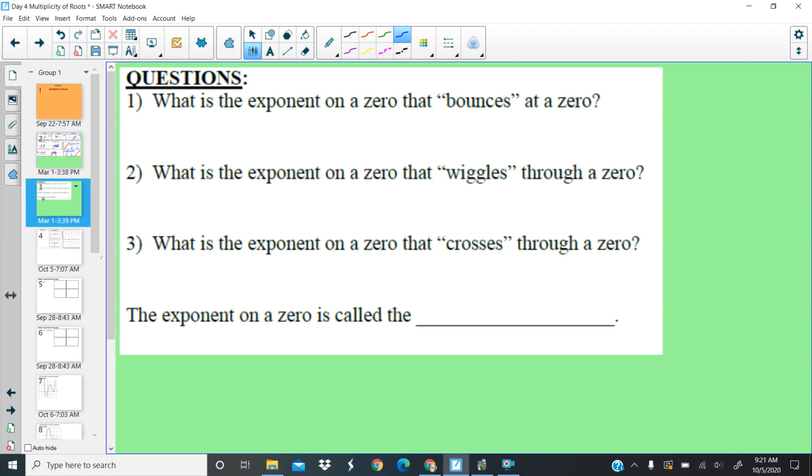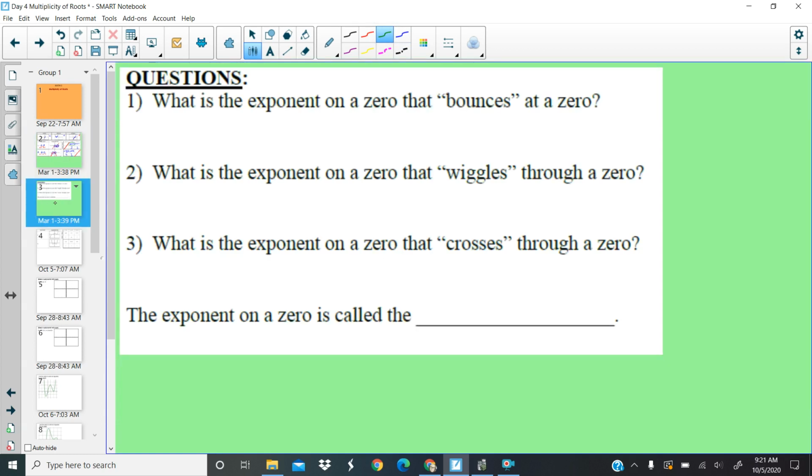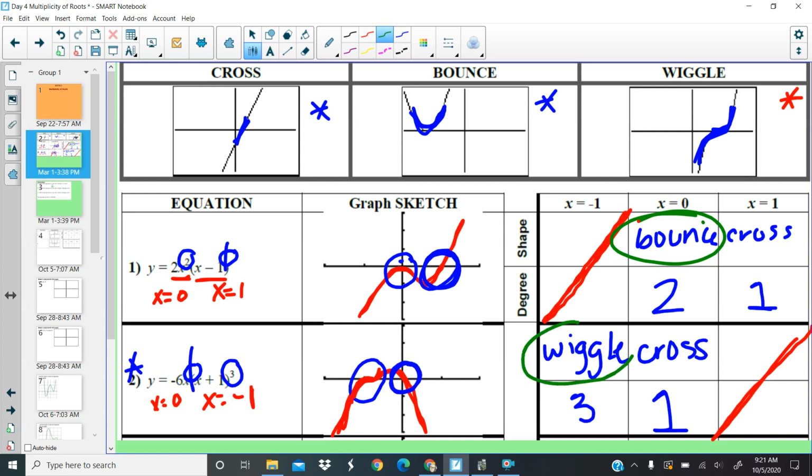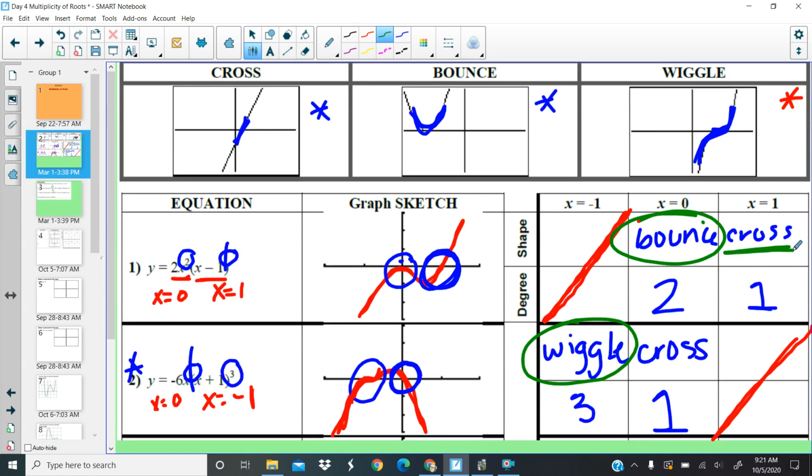The first question is, what is the exponent on a zero that bounces at the x-intercept? I'm going to come back up here and look for where it bounces. This is the only bounce that we have, and the exponent, or the degree, on that was 2. Then, what's the exponent that causes a wiggle through the zero? My only wiggle is right here, and my exponent on that is 3. And the exponent that causes a cross at zero, and both this one and this one are a cross, for both of them the exponent is 1.